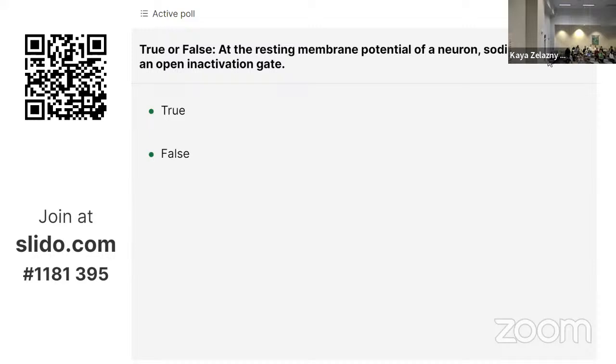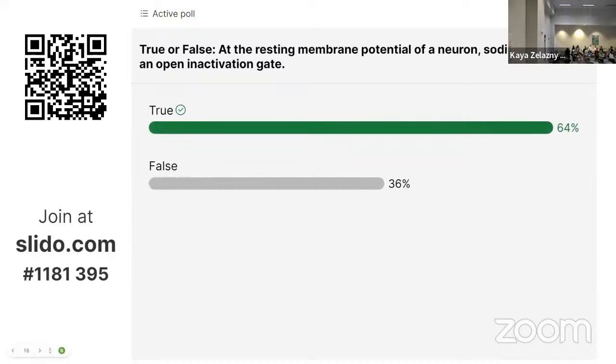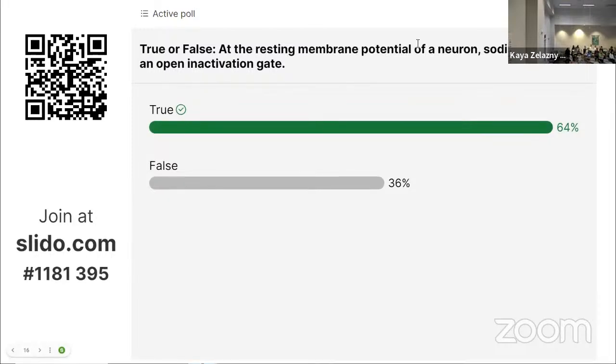Let's take a look. Okay. Cool. This is true, right? So at rest, we've got membrane, we've got our channel. Here are the walls of my channel. The reason sodium can't get through at rest is that the activation gate is closed. So that first cell door is sealed over, so sodium can't get through.